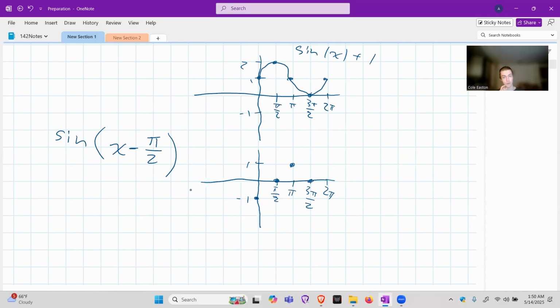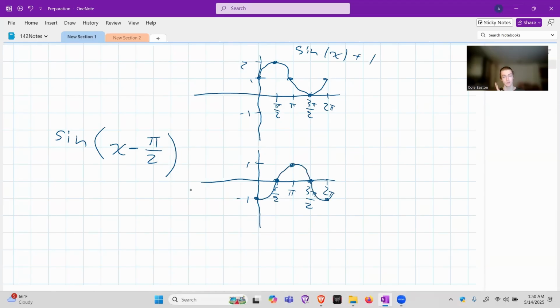And now we're going to plug in 2 pi over 2. So, sorry, plugging in 2 pi, so it's sine of 2 pi minus pi over 2. That gives us sine of 3 pi over 2, which is -1. So we'll connect these and draw our graph here.